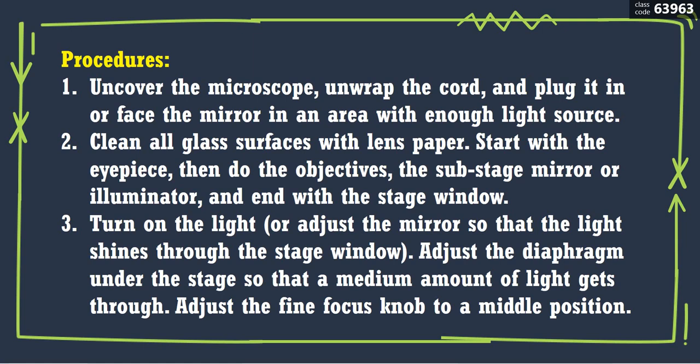For number 3, turn on the light or adjust the mirror so that the light shines through the stage window. Adjust the diaphragm under the stage so that a medium amount of light gets through. Adjust the fine focus knob to a middle position.